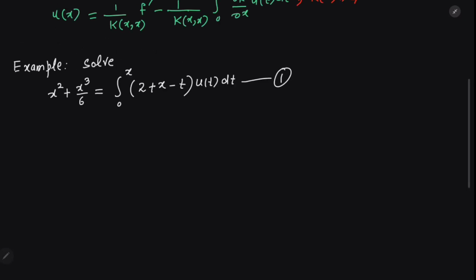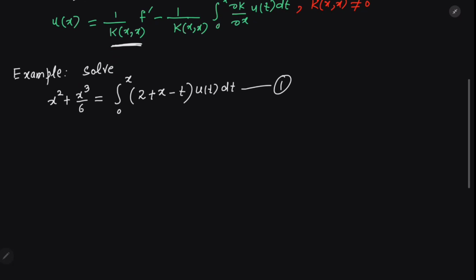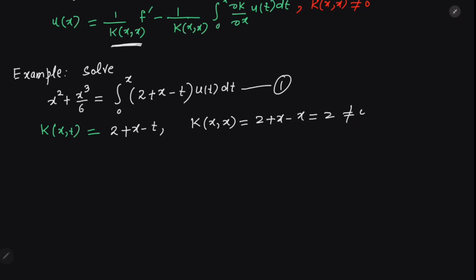First, if we want to convert this integral equation 1 into the second kind, we need to check that the kernel is not equal to 0. The simple test is to take the kernel. The kernel is 2 plus x minus t. What we do in the kernel, we replace this t with x. We get 2 plus x minus x is equal to 2, which is not equal to 0. So we can convert equation 1 into the Volterra integral equation of second kind.